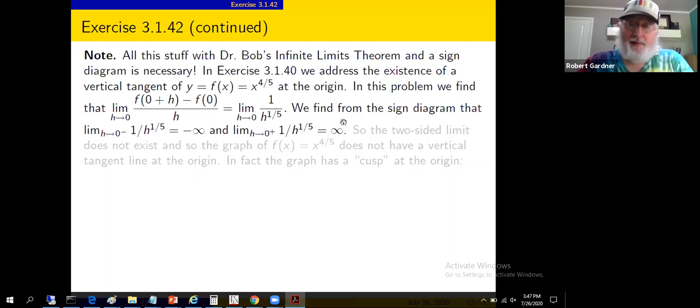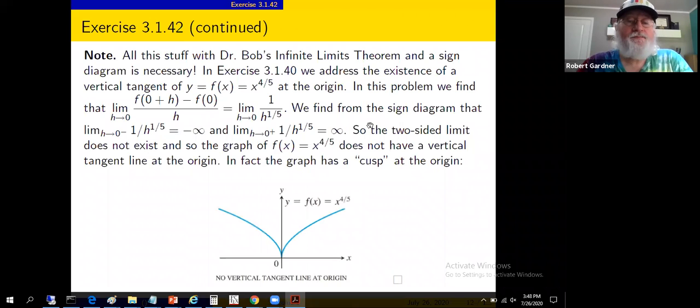Trust me on this claim. You want justification? Well, all right. Dr. Bob's infinite limit theorem tells you these one-sided limits will be plus or minus infinity. And then I go through and do the little sign diagram on the function. Over here, we've got a positive numerator and a negative denominator. That's why we get negative infinity. Over here, positive numerator, positive denominator. h is a little positive number, and that's why we get positive infinity here. So in this case, that's why the limits are what they are.